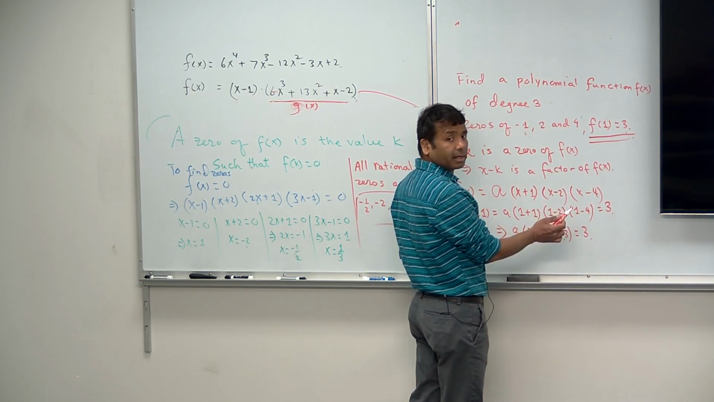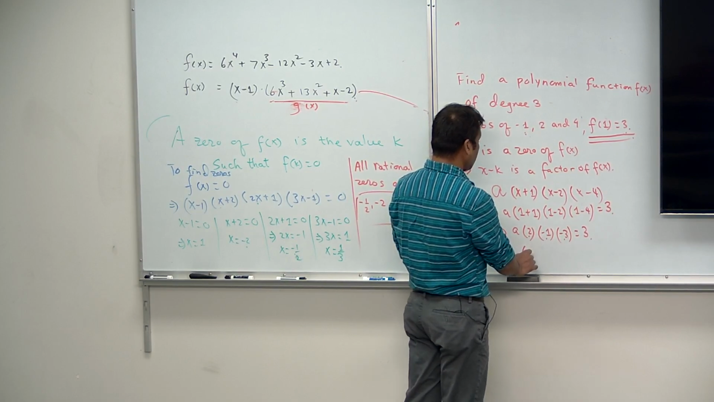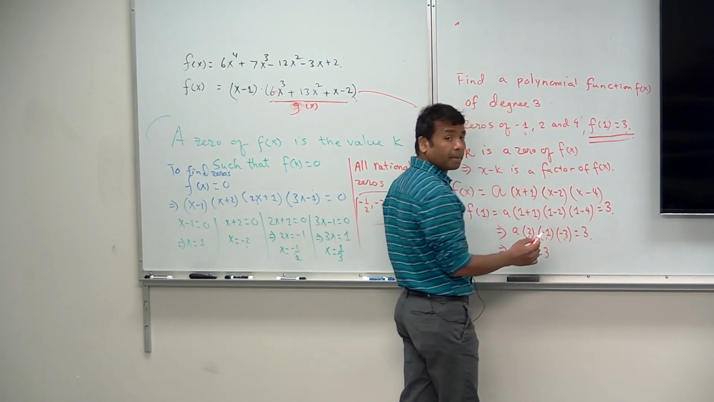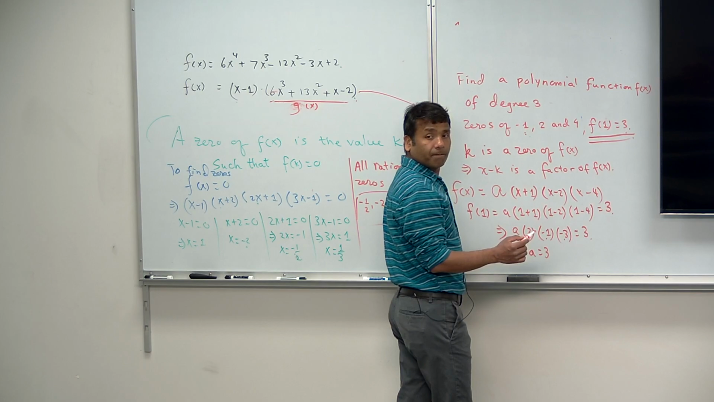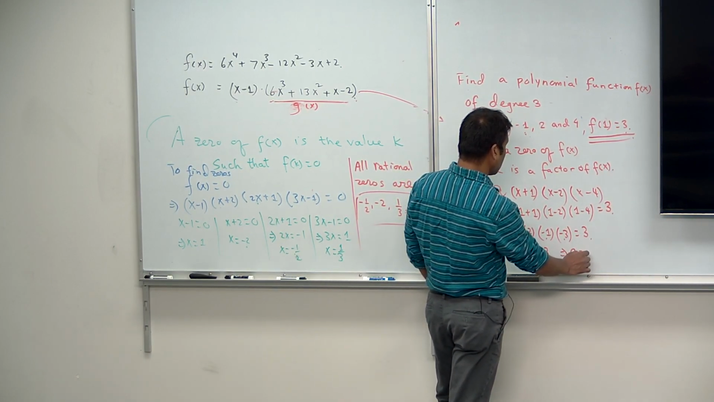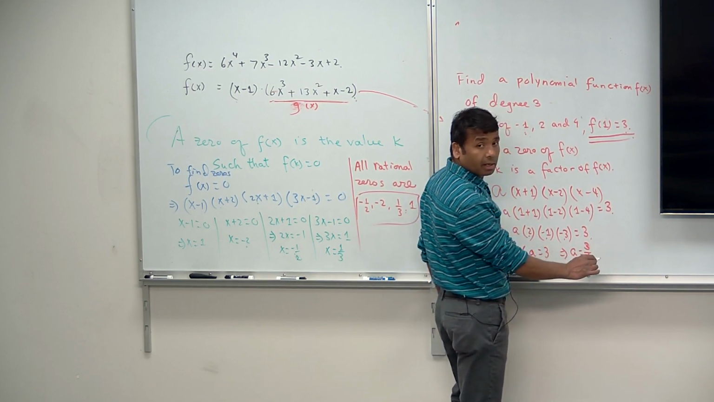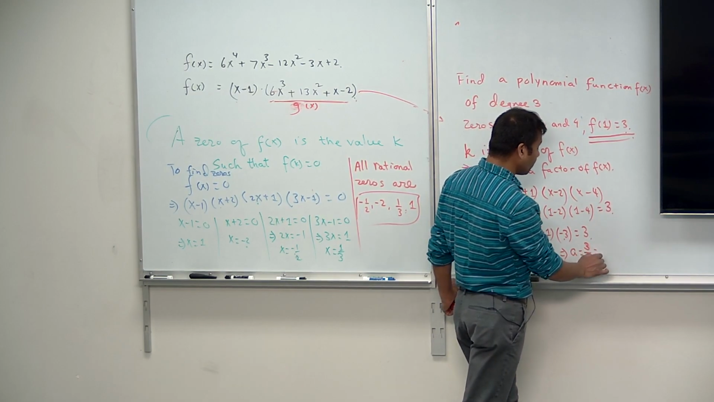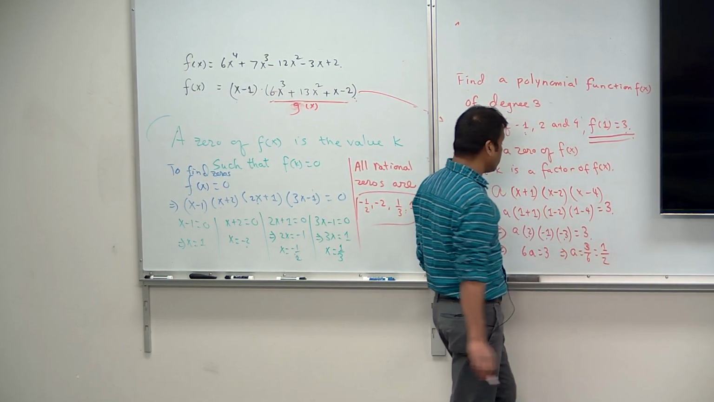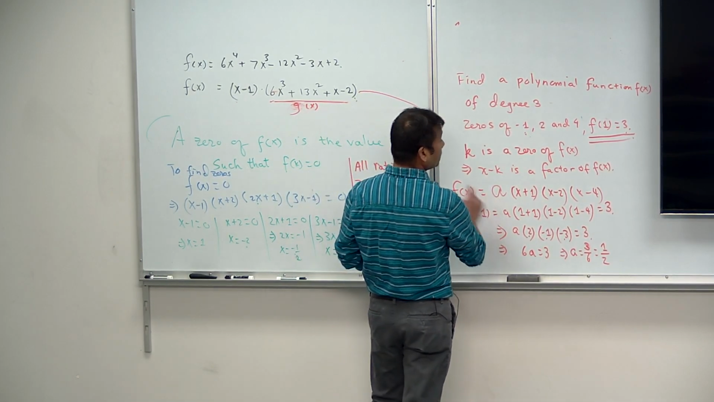6, right? Negative 2 times negative 3 is 6. So 6a is equal to what? 3. And how do you find the value of a? What is the value of a? 3 over 6, right? And what is the lowest term? 1 over 2. So now you plug back the value of a here.